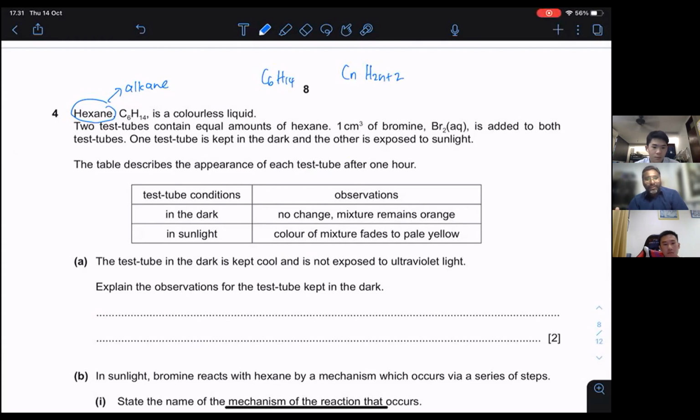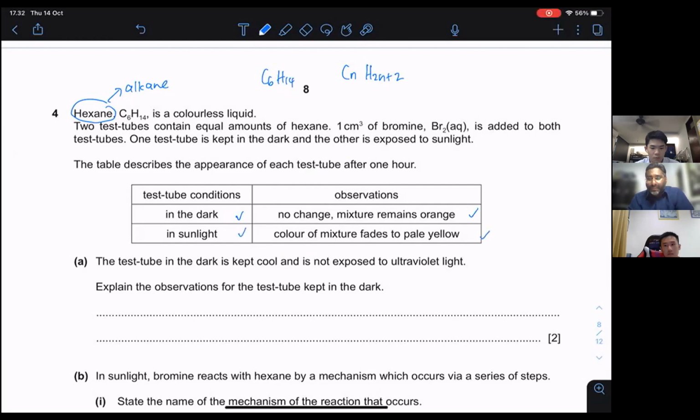Two test tubes containing equal amounts of hexane, and then 1 cm cube of bromine is added to both test tubes. One is kept in the dark, another one is exposed to sunlight. This is related to free radical substitution. In the dark, you see no change: the mixture remains orange. In sunlight, the color of the mixture fades to pale yellow.